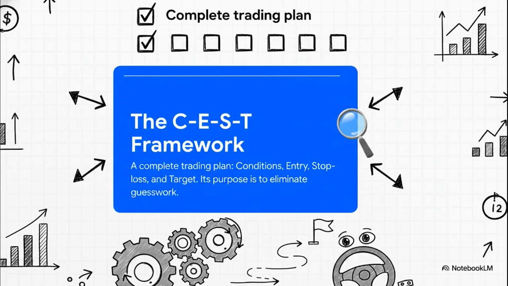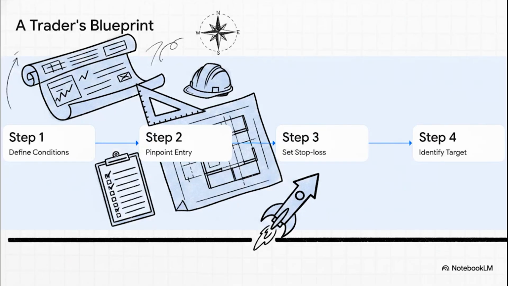And that's exactly what the CST Framework is all about. It's an acronym, and it stands for conditions, entry, stop loss, and target. You can think of it as your personal pre-trade checklist. It covers every decision you need to make from beginning to end, so you can stop guessing and start operating with total control.